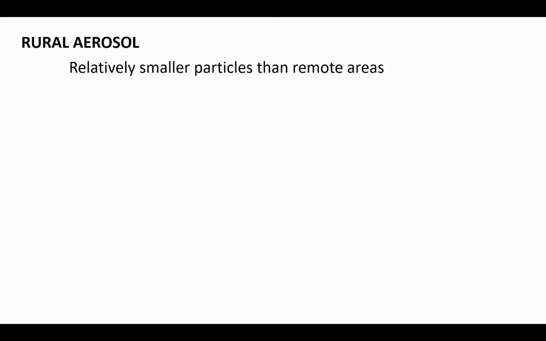Then rural aerosol have relatively smaller sizes than the aerosol found in remote regions. So there's this kind of hierarchy, urban, rural, remote, where the particles are fewer and bigger as we move through that hierarchy, urban, rural, remote.